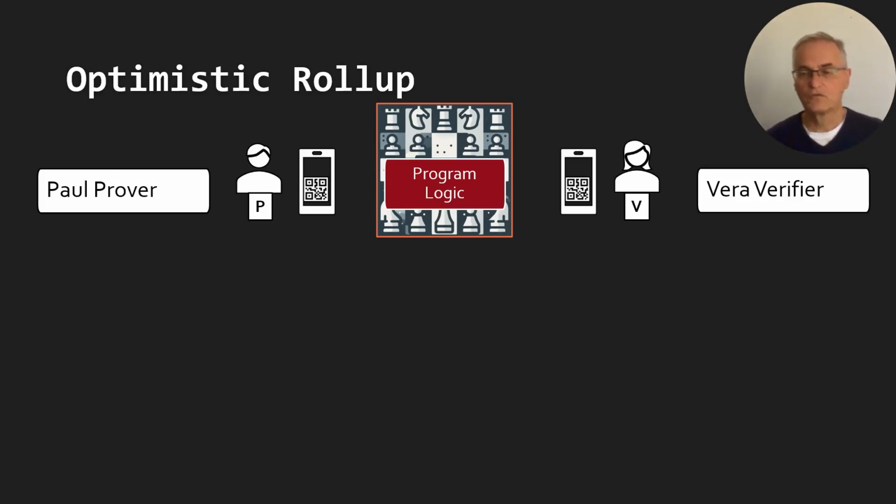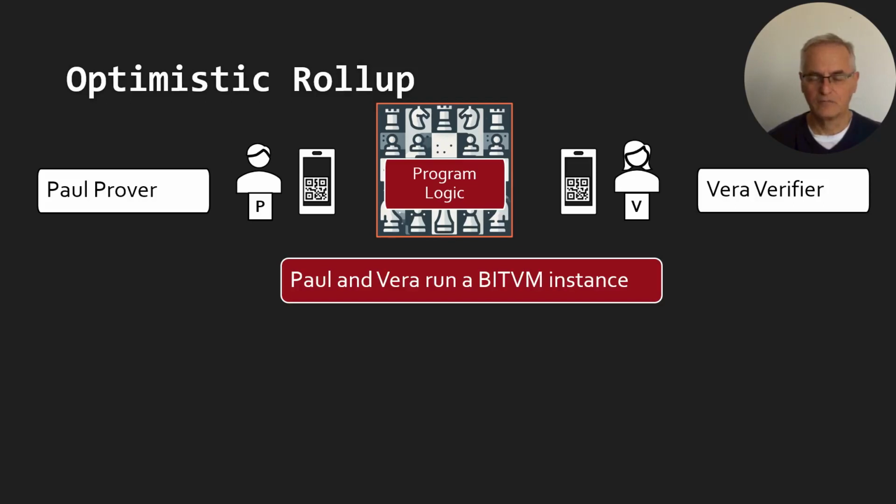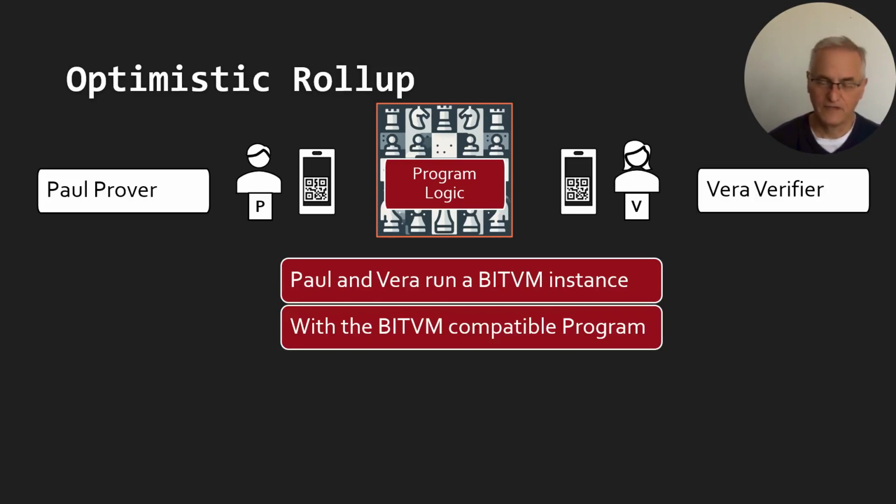So what do we use? We use something called optimistic rollup. So we change names from Alice and Bob to Paul and Vera because they run program logic together. Paul is the prover and Vera is the verifier. They both run a similar BITVM instance and with that a BITVM compatible program.